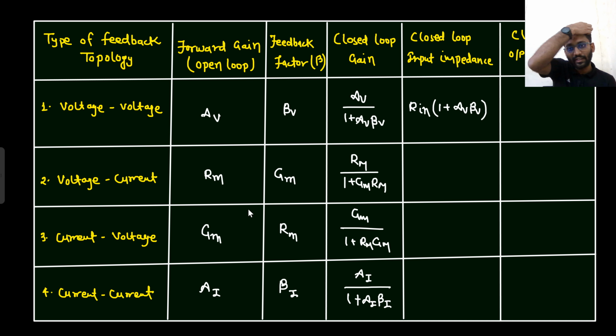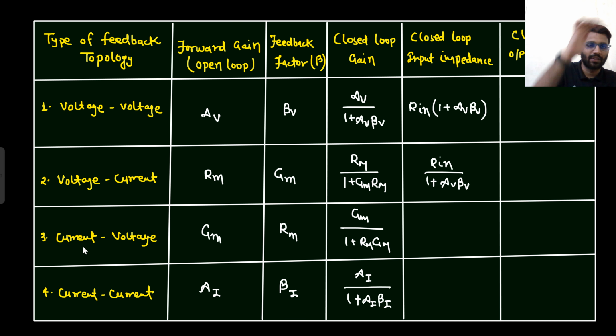What about voltage current? What about trans resistance amplifier? So in trans resistance amplifier, output is voltage, input is current. That means you want your Rin to be as low as possible. What about current voltage? So input is voltage. That means you want your Rin to be as high as possible so that more and more voltage is coming. So Rin into, why am I writing AV beta V? It would be GMRM, because here loop gain is GMRM. It would be Rin into 1 plus GMRM.